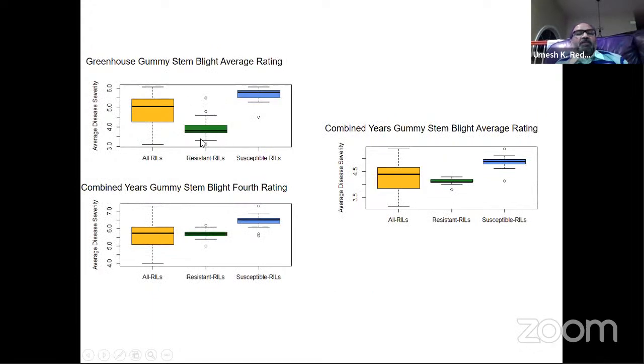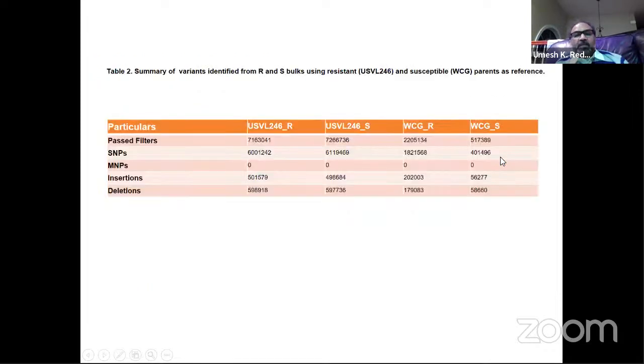And then what we did in our lab, we made pools, that is 30 most resistant RILs and 30 most susceptible RILs we have pooled. So even after combined years of gummy stem blight rating, it says whatever we have pooled is clearly resistant or clearly susceptible. Then we did genome sequencing.